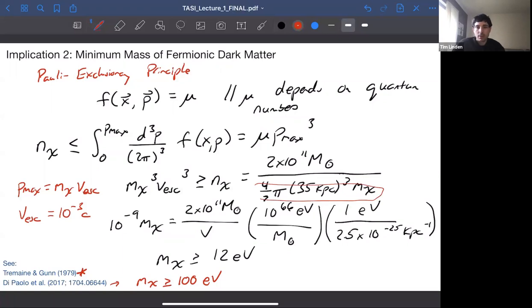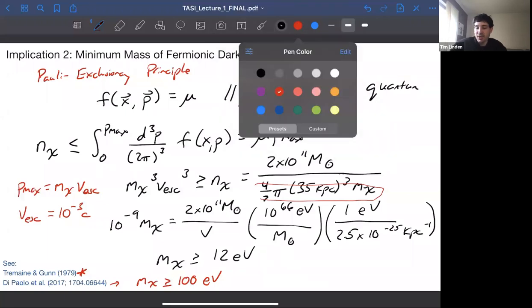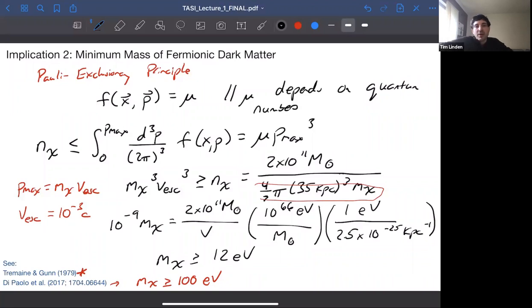And I'm assuming something, which is that my dark matter, another thing that's wrong with this kind of order of magnitude calculation, is I'm assuming that my dark matter density is just flat over the entire galaxy, and that's what fits the rotation curve correctly.